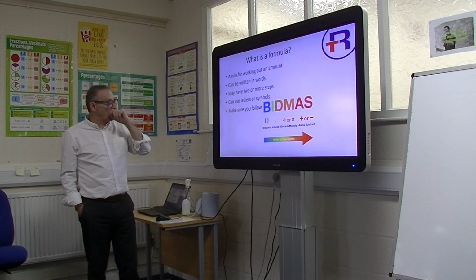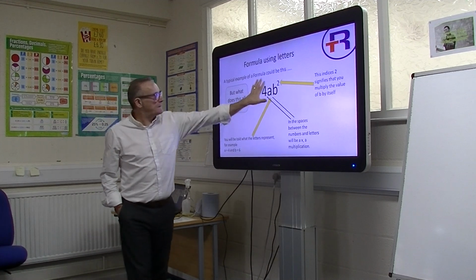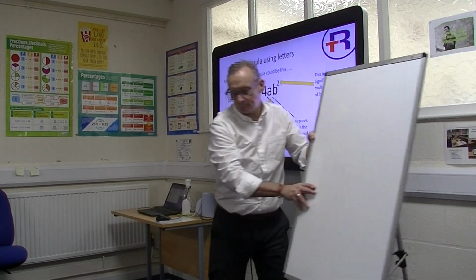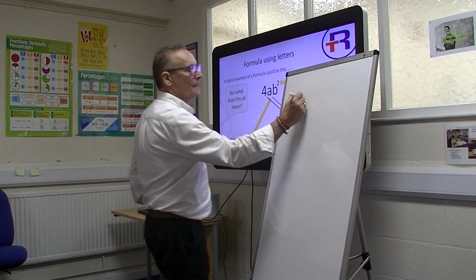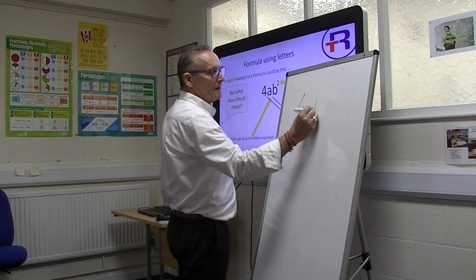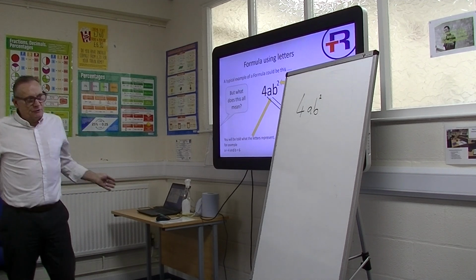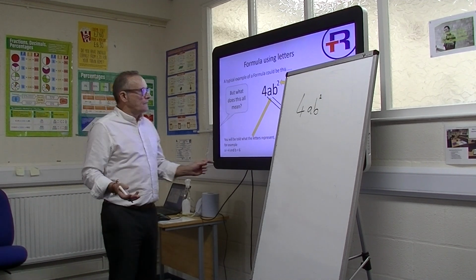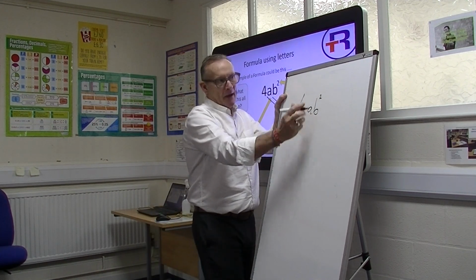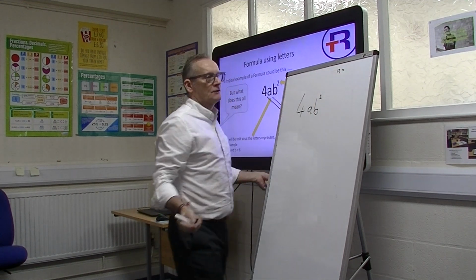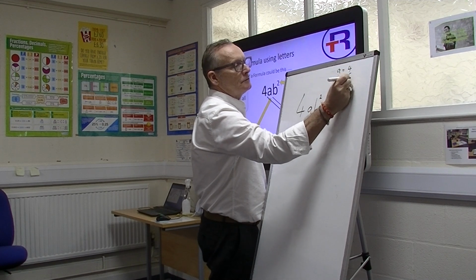So we'll start off on the first one, which is formulas using letters. I'll rewrite it on this board here, and you'll see this quite often in an exam. 4AB squared. Now at the moment that doesn't mean anything. It just looks like numbers and letters mixed together. But somewhere in the question it will say that A is equal to 4 and B is equal to 6.